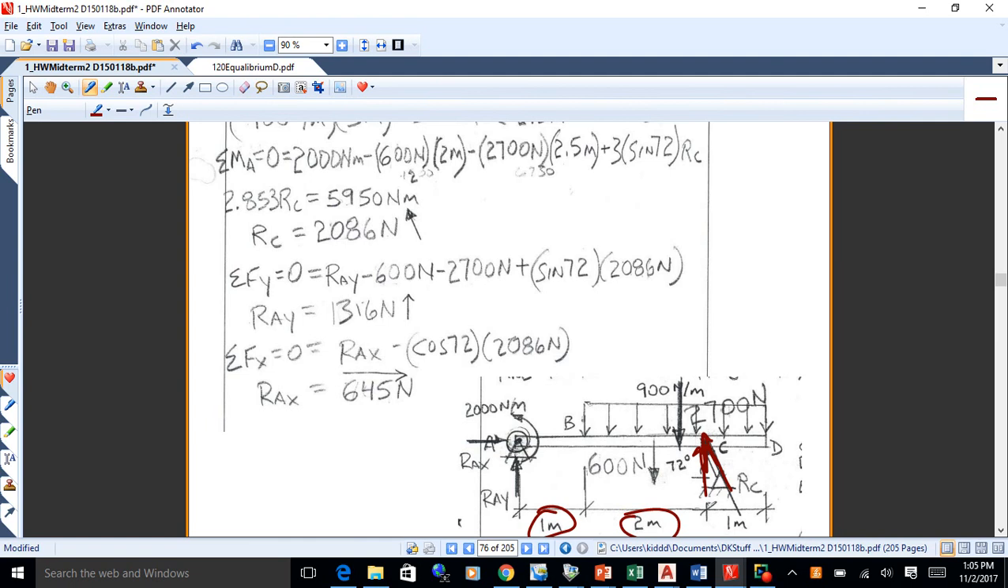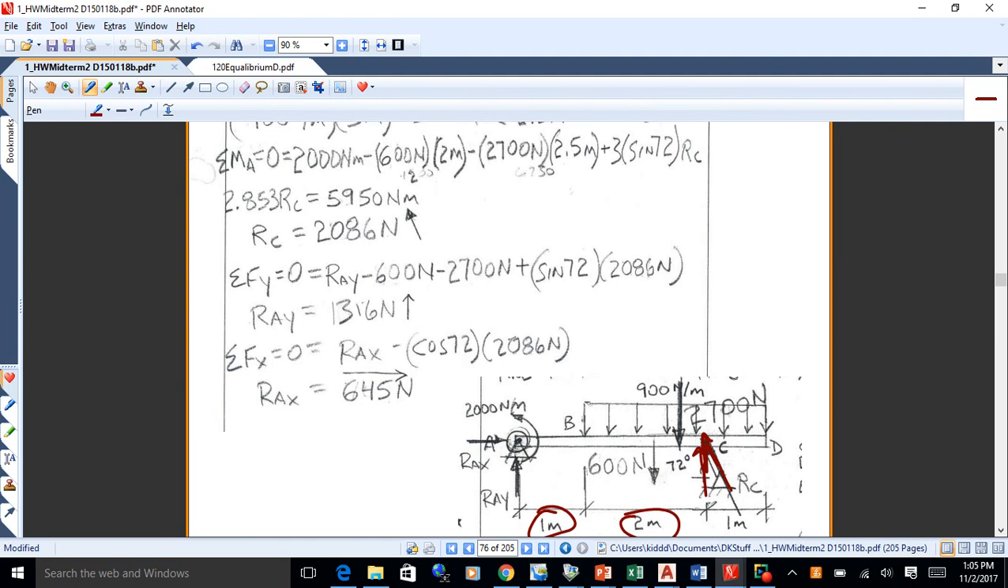If you had taken the moment at C, it still would have worked, right? Yeah, you could take the moment about C because RAX goes through C also. So RAX and RC both cancel. They create 0 moment about C. So then if you take the moment about C, you can solve for RAY. Yeah, no problem. Okay. So is that distributed force separate from the weight? Yes. Okay. I was confused about that. Yeah, they're 2 different things. There's the weight of the platform and the distributed force.